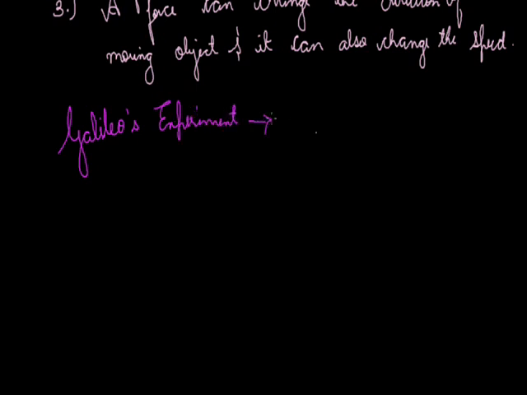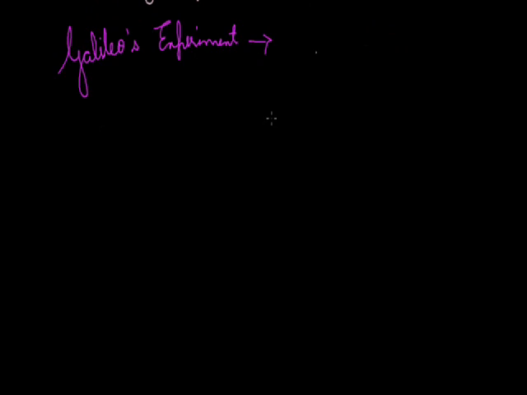If we talk of Galileo's experiment, Galileo was a scientist who observed the movement of a ball on an inclined plane as well as on a horizontal plane. He drew many conclusions regarding the movement of the ball when he used an inclined plane and a plane surface for its movement.